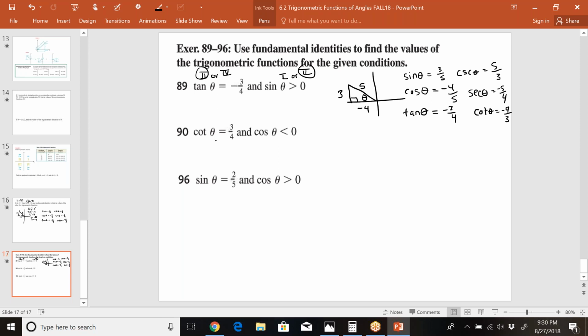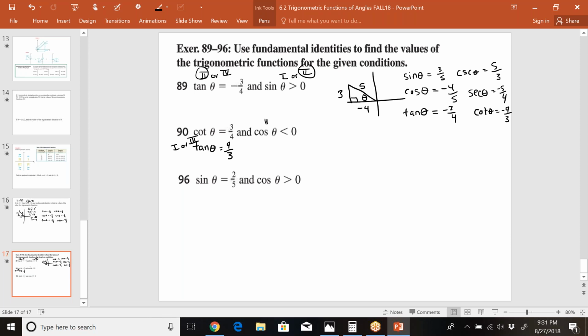Okay, so let's do one that's not as obvious to us. This says cotangent is 3 over 4. A lot of times when I see that, I'll immediately go ahead and write it as tangent because most people are more comfortable with sine, cosine, and tangent. So this is a positive tangent. Remember, tangent is positive if we're in quad 1 or 3. The reason tangent is positive in quad 3 is it's negative over negative. It's a negative x and a negative y.